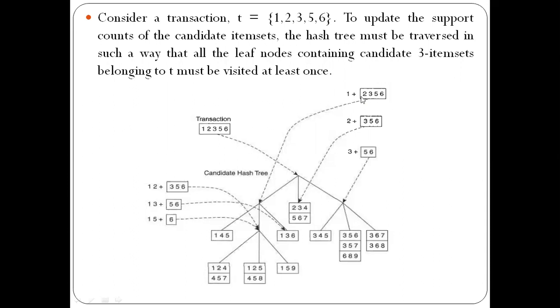After fixing the first item, next is the second item. The second item can be either 2, 3 or 5. Sorry, it cannot be 6, so it can be 2, 3 or 5. After fixing the second item, I need to decide again in the left subtree which subtree must be traversed. 1 2 is present in the middle subtree of this left subtree. And then 1 3 is present in this right subtree.